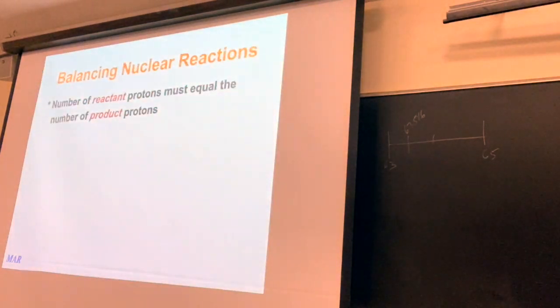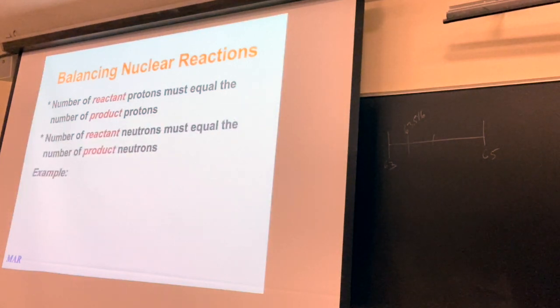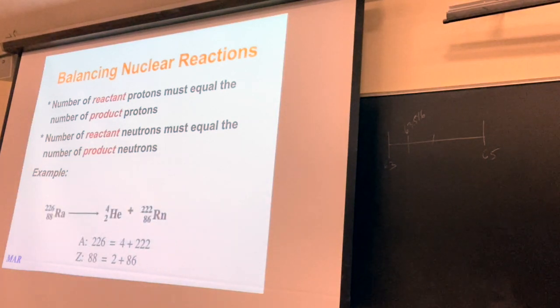So we're going to look now at how we can balance a nuclear reaction. And it's pretty simple. In a nuclear reaction, you have to make sure that the number of protons that go into a reaction equal the number of protons that come out of the reaction. And likewise, the number of neutrons that go into the reaction must equal the number of neutrons that come out. So as an example of what these reactions look like, this is a reaction right here with radium.